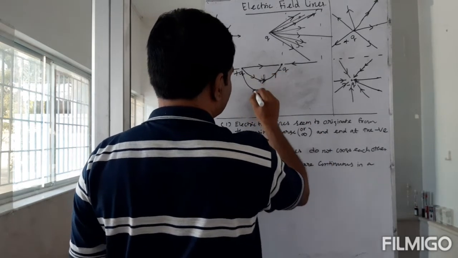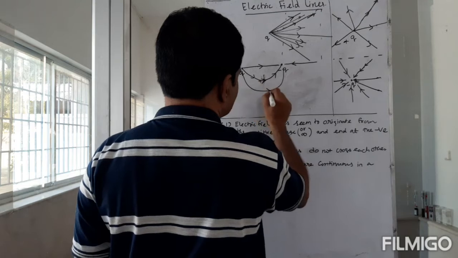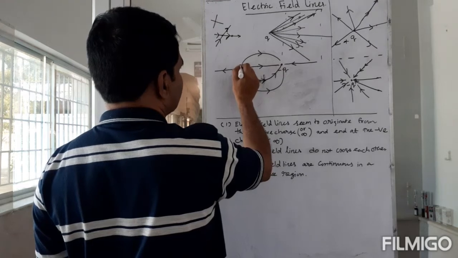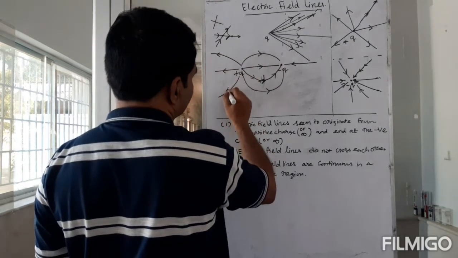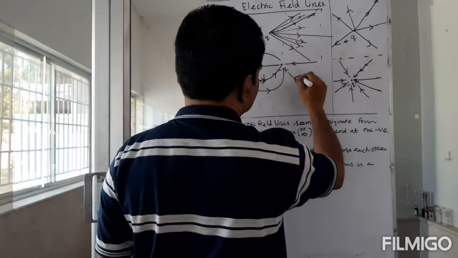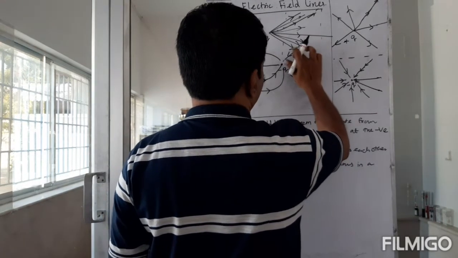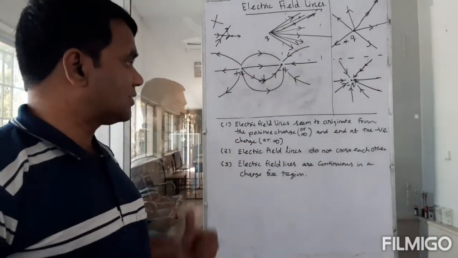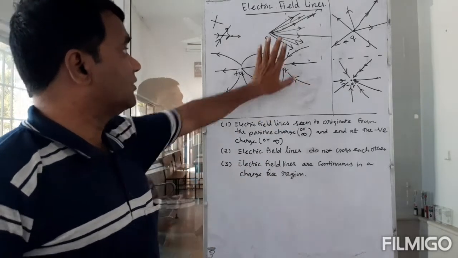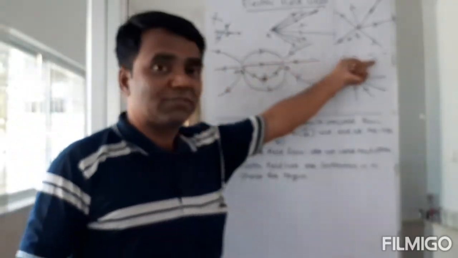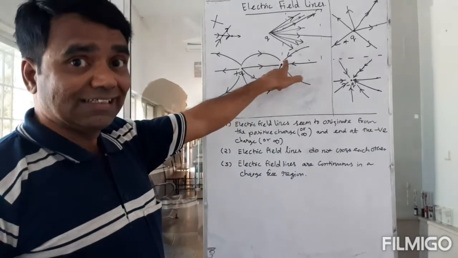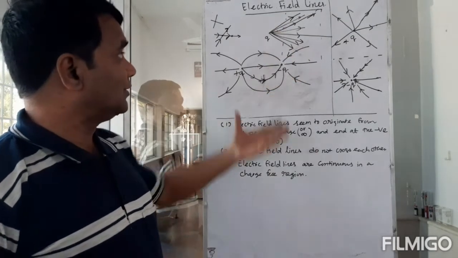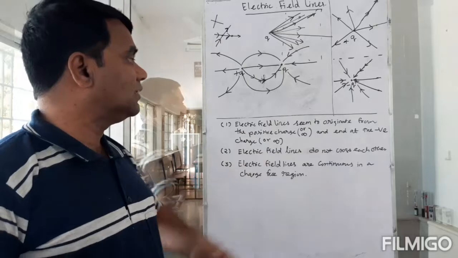Okay? So they'll start from the positive charge, end at the negative charge, and that is how they become discontinuous. So here also it's like that. Here again it goes in and it will go this way. So the electric field lines are continuous in a charge-free region. If this charge were not there, this line would be continuous. But because there is another charge, it is discontinuous. So it's understandable. So that's the third point.